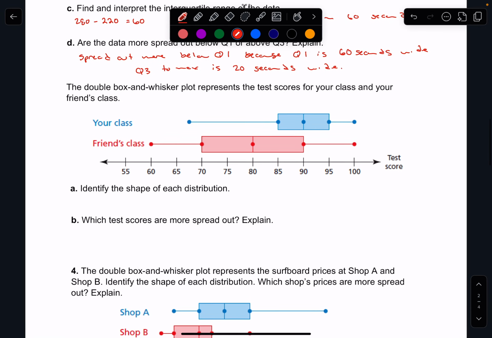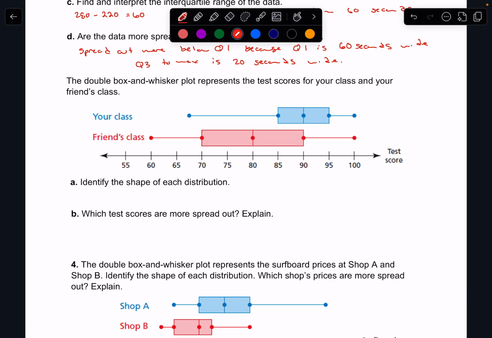All right, well, let's analyze two box and whiskers side by side. So this says that these are the test scores of your class and your friend's class. So it looks like your class did better. Your friend's class, the data is a lot more spread out, isn't it? It says identify the shape of each distribution. We better start there. So your class scores are skewed to the left. That left whisker is a lot longer than the right whisker.